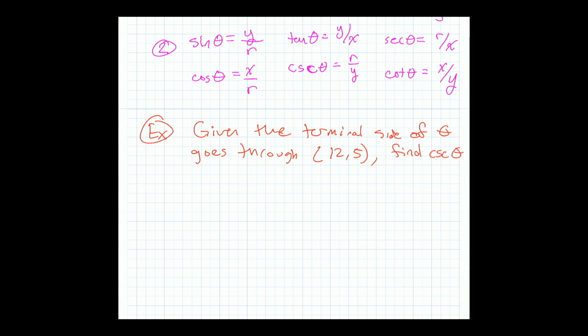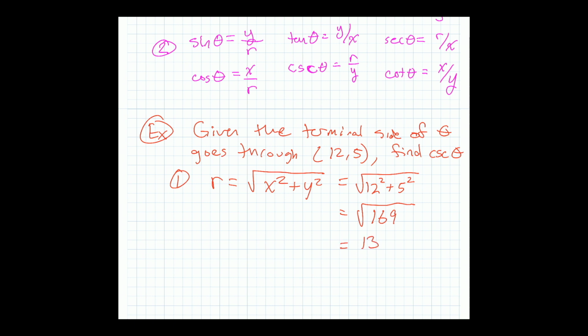All right, so here's what you have to do. Calculate r, which is the square root of x squared plus y squared. So it is 12 squared plus 5 squared. So that's the square root of 144 plus 25. So it's 169. Square root, you get 13. Okay, so you've got the r.